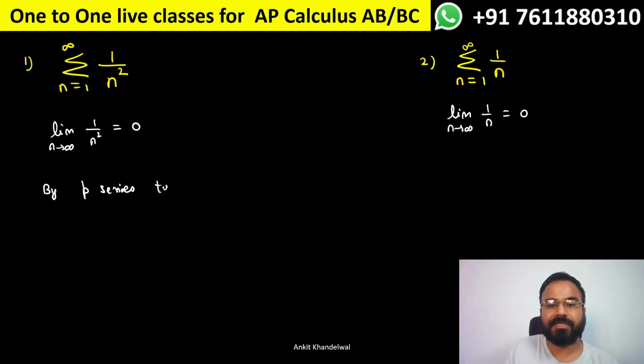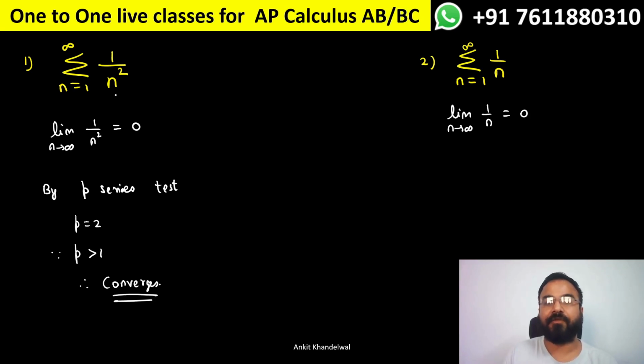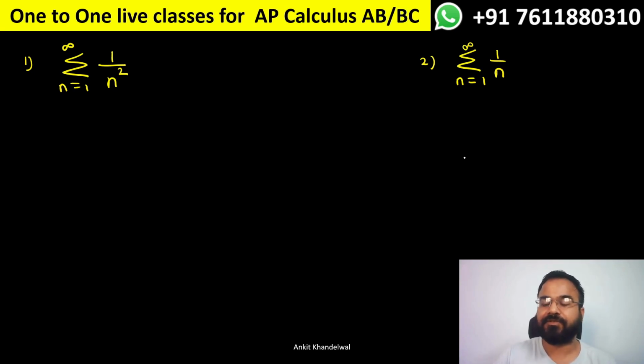According to the P series test, here the value of P is 2. Since P is greater than 1, this series converges. If the exponent of n is greater than 1, the series converges. And here, what is the value of P? You can see on the next page, P is equal to 1. Since P is less than or equal to 1, we say the particular series diverges.